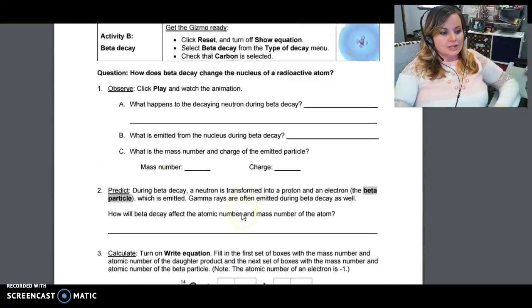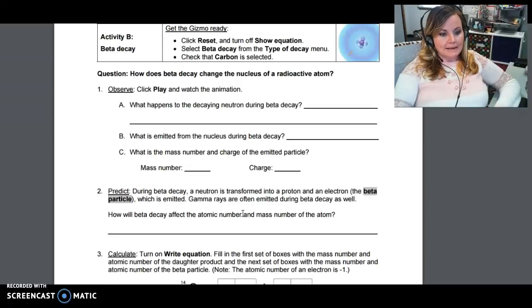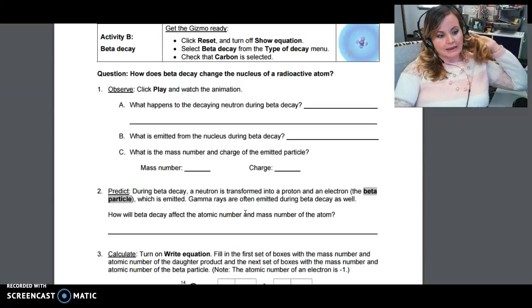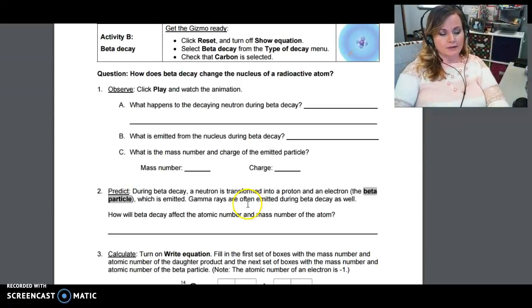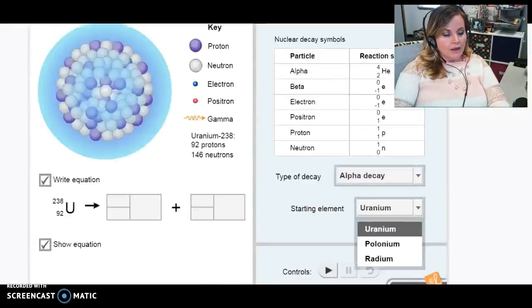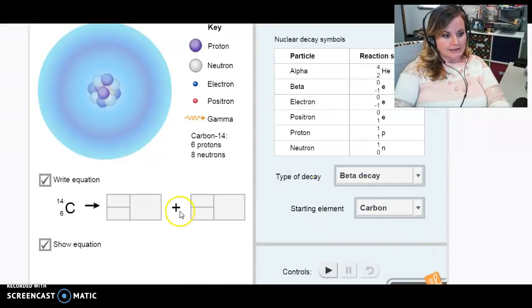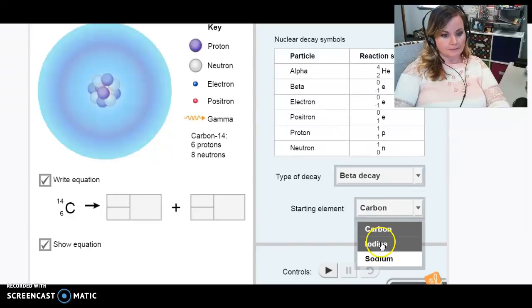The next section that you need to complete is activity B on beta decay. Now beta decay is, I'm not going to ruin it for you because it's different than alpha decay. A beta particle is not an alpha particle, and they're not made up of the same thing. So I want you to kind of look at that for yourself. You're going to switch this to beta decay down here, and you'll notice that right away the element is different. It's a much smaller element. In this case, we have carbon. We could also do iodine or sodium.